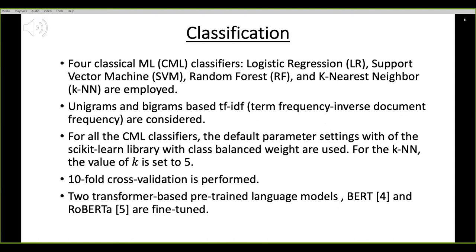To categorize the reviews into various language proficiency groups, we consider four classical machine learning classifiers: logistic regression, support vector machine, random forest, and k-nearest neighbor. For the classical ML classifiers, we consider unigram and bigram-based TF-IDF scores, which are used as the input for the ML classifiers. The default parameter settings of the scikit-learn library are used. We also consider class-balanced weight. For the KNN, the value of K is set to 5.